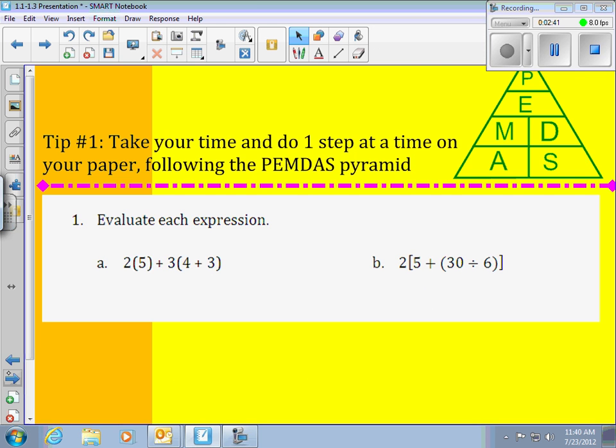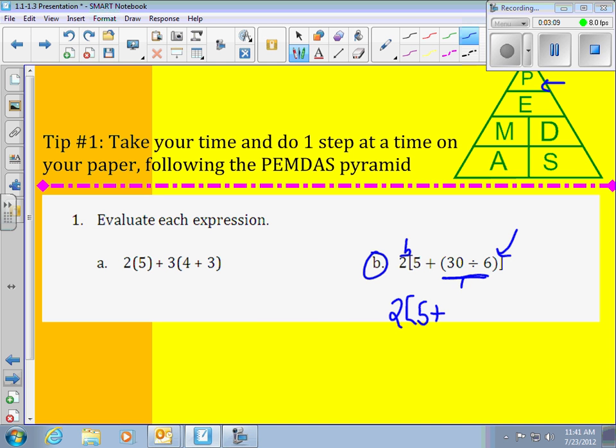Okay, so let's try one of these. I think we're going to look at problem B right here. And we have our chart up here, parentheses. Here's a set of parentheses, or grouping symbols, you also have the brackets. You can see the brackets right here. They're a grouping symbol. You do the innermost grouping symbol first, which is our parentheses. And 30 divided by 6 is 5. So this becomes 2 bracket 5 plus, this is now going to give us 5.